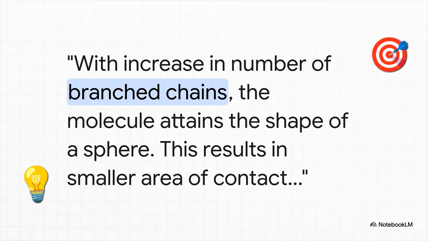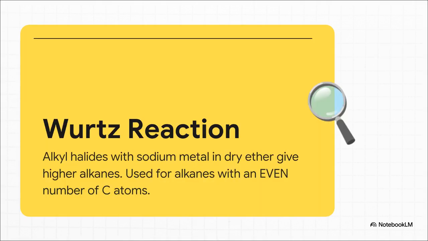This is a direct quote from your NCERT. You need to highlight this, circle it, whatever you need to do to memorize it. This is your go-to explanation for any assertion-reason question on this topic. As you add more branches, the molecule gets more spherical, kind of like a ball. This means less surface area for molecules to stick to each other, which means weaker forces and a lower boiling point. Simple as that.